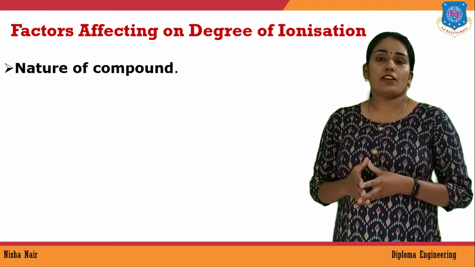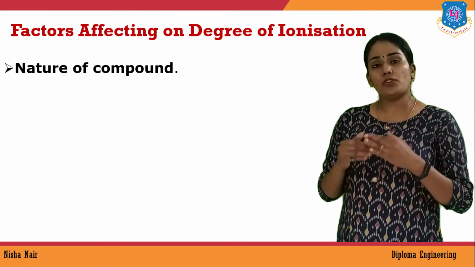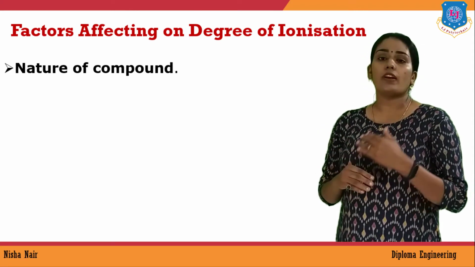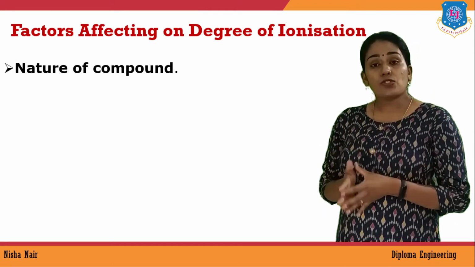And such substances are known as electrolytes. Now, these electrolytes are also of two types. One is strong electrolyte and another is weak electrolyte. Now, what is a strong electrolyte?